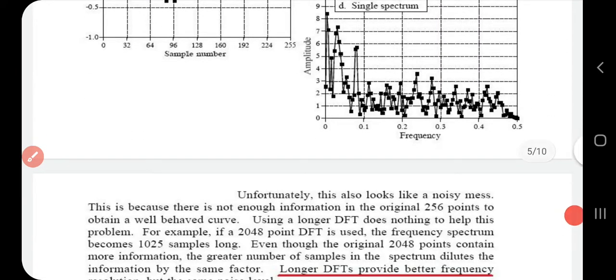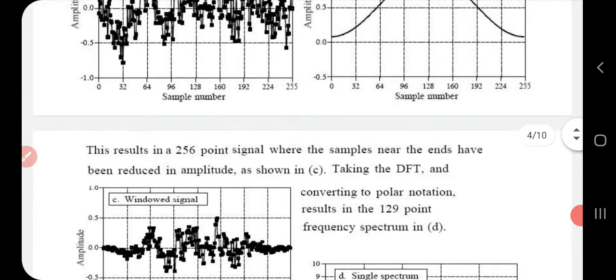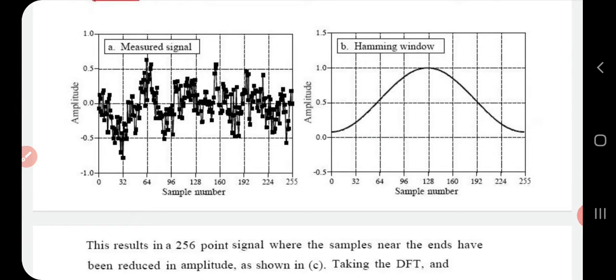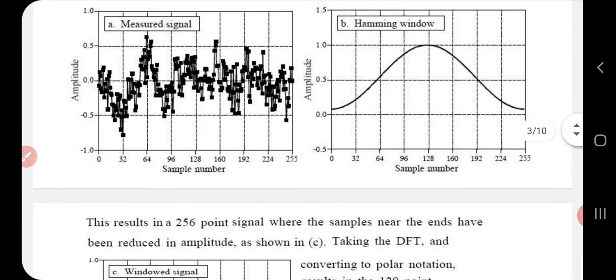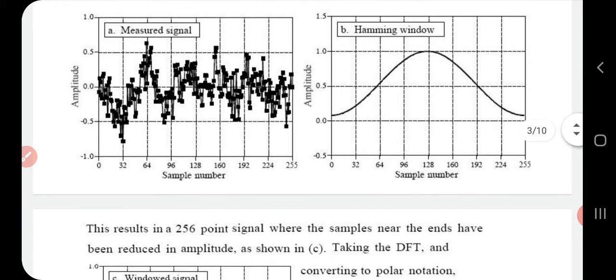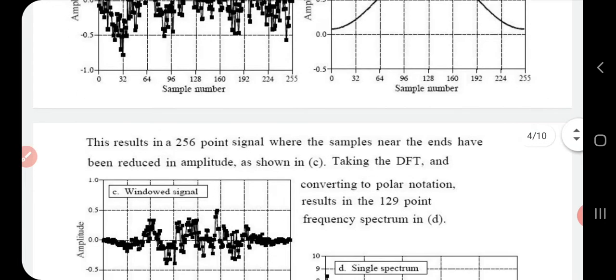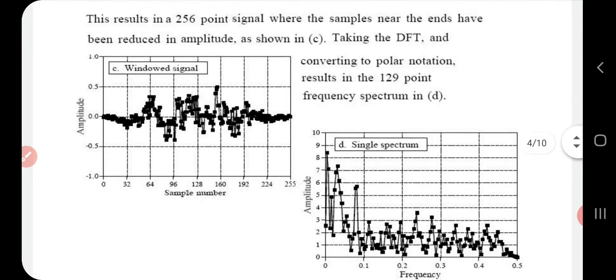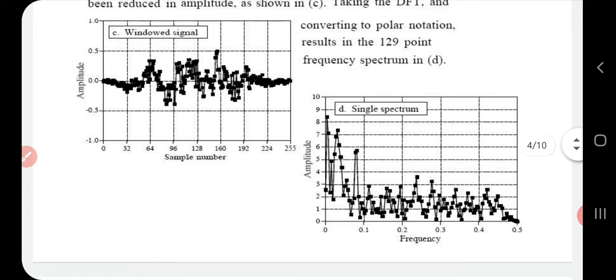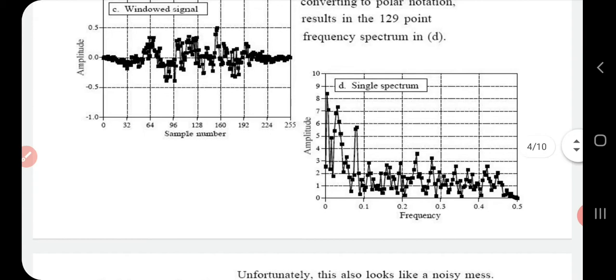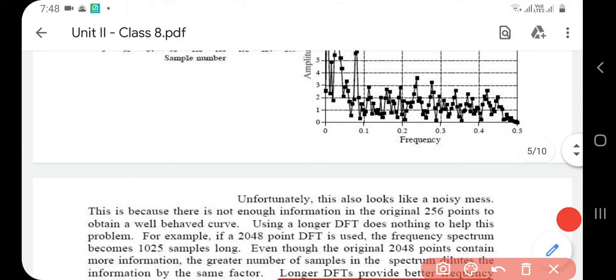You get the single spectrum. So I will explain it once again. You are collecting the signal, and that collected signal undergoes a lot of processes, which I have already mentioned, and you get a measured signal. This measured signal contains a lot of noise. To reduce that, we multiply it with a smooth curve called the Hamming window, and the resulting signal is called the windowed signal, shown in figure C. This windowed signal is subjected to DFT, and then it is converted to a polar notation, resulting in the final single frequency spectrum as shown here.